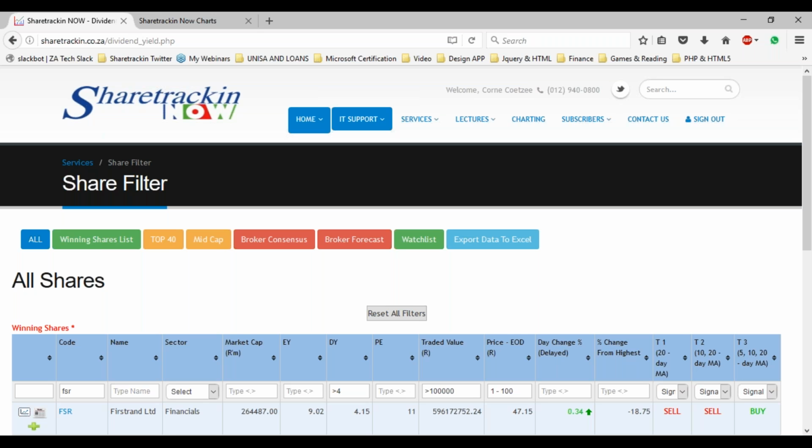Now, I hope this afternoon you have a little bit of a better understanding of how you can use the share filter. I've given you a little bit of ideas of things that you can search for on the share filter. There are a lot more things that you can use and that you can gain more knowledge on if you want to and read up on.